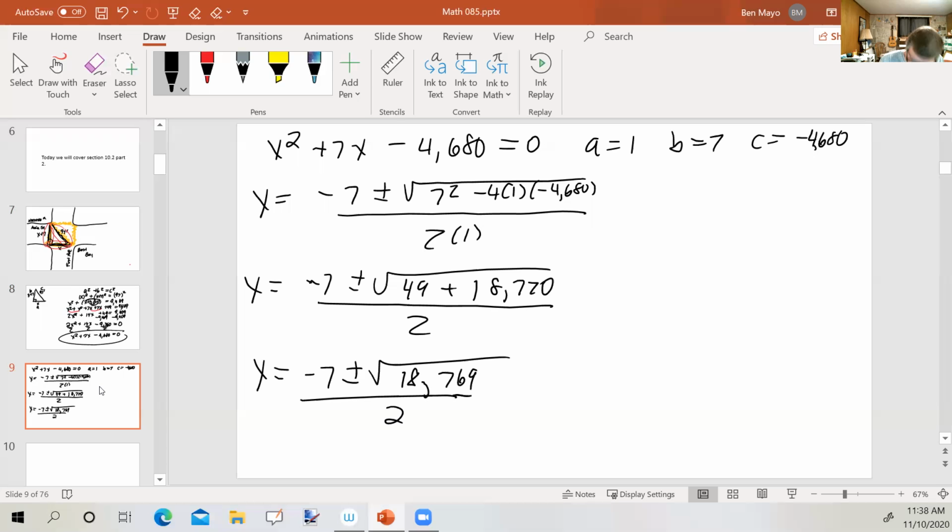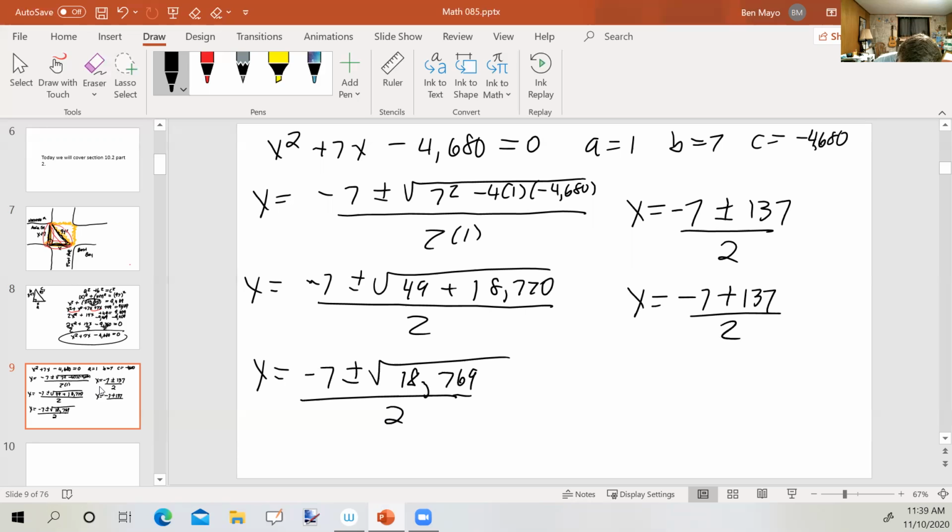18,769 over 2. Now, in the problem, it didn't say anything about rounding to the nearest tenth or hundredth, so that usually means things are going to come out nicely. So let's hope they do. So let's see what the square root of 18,769 is. Aha, it's 137. Okay. So x equals negative 7 plus 137 over 2, or x equals negative 7 minus 137 over 2.